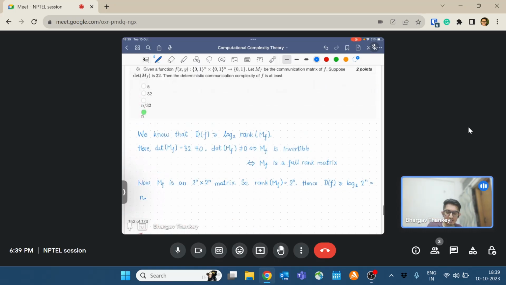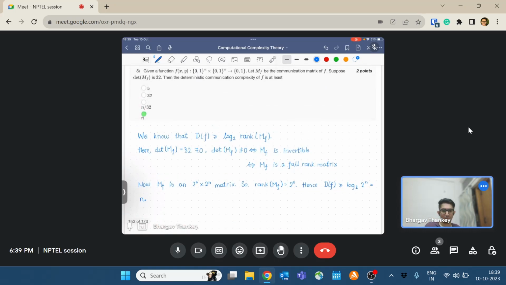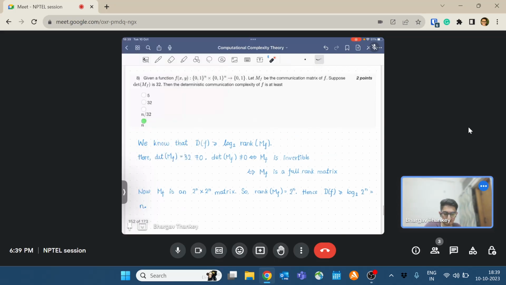So over here, the determinant being 32 is not important. What is important is that the determinant is non-zero. So instead of 32, even if we had some other non-zero number, this would still work. I hope this is fine.